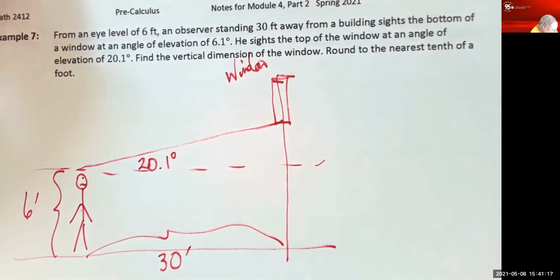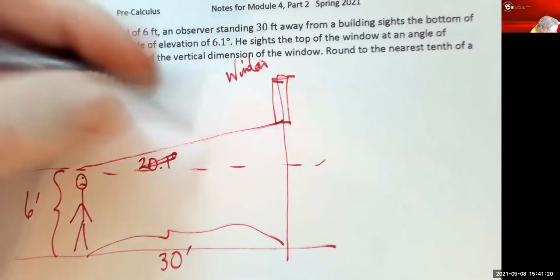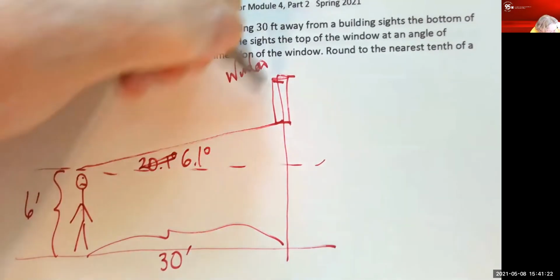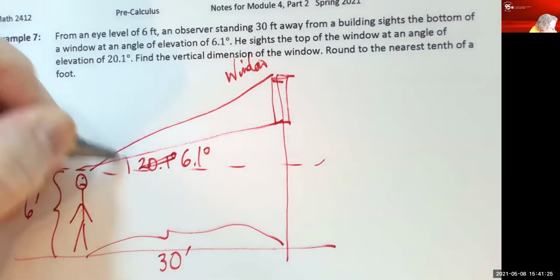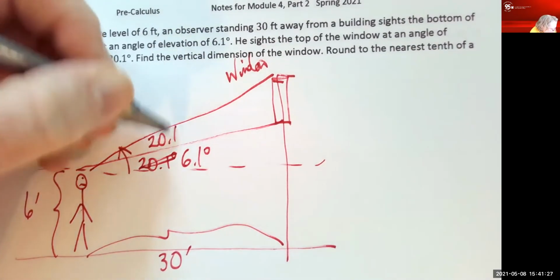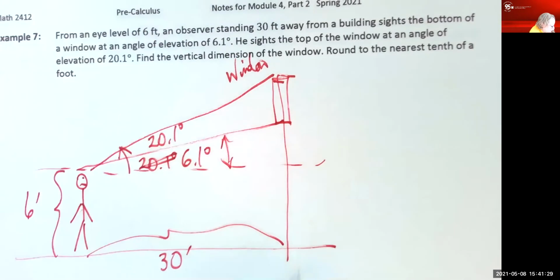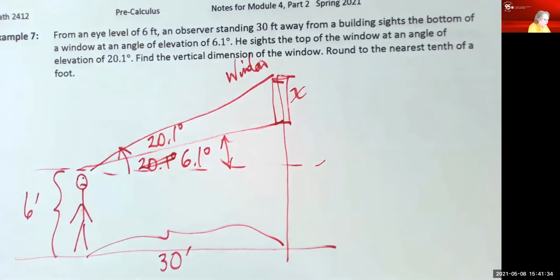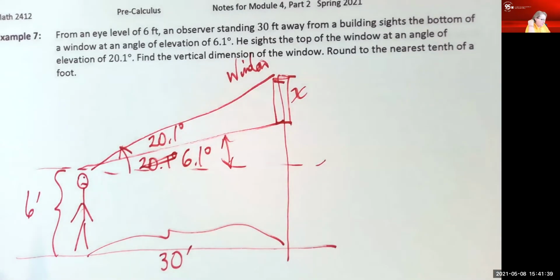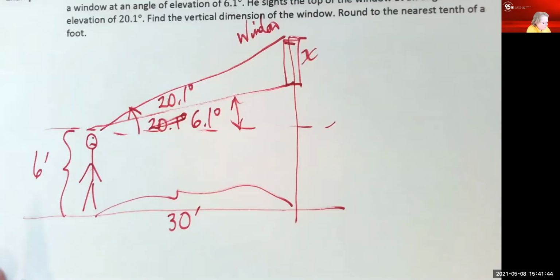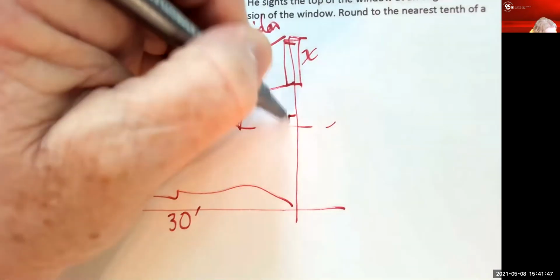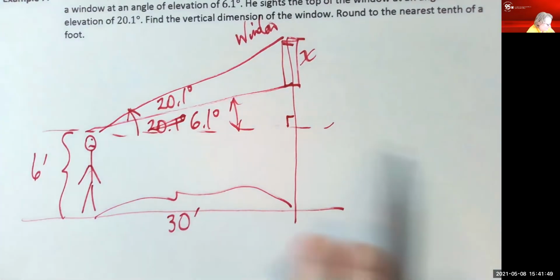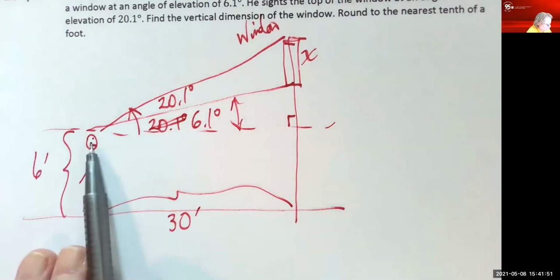Oh, wait, I see. So 6.1 degrees for the bottom, 20.1 degrees for the top, and we want to find X, the height of the window. Is that right? Yes, to the nearest tenth of a foot. So what in the world? Well, let's see. A right angle has the base at the angle of line of sight for the person.